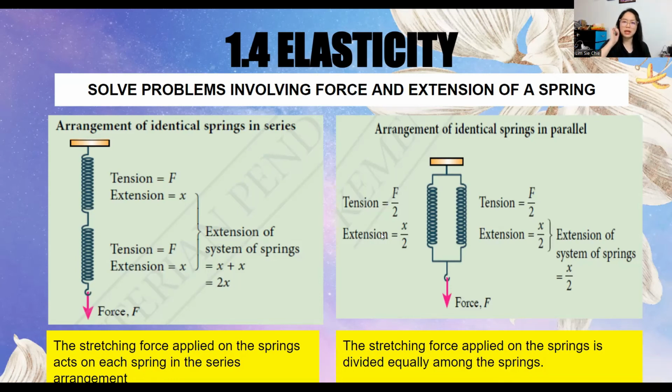Normally, we will tell you, okay, originally, before I arrange it into series or before I arrange it into parallel, what is the tension and extension of that spring if I'm using only one spring. For example, I give you one spring. I hook 5 Newton. Then that spring will be experiencing 5 Newton of tension. At the same time, when I hook it on, this spring will experience 3 millimeter extension, for example.